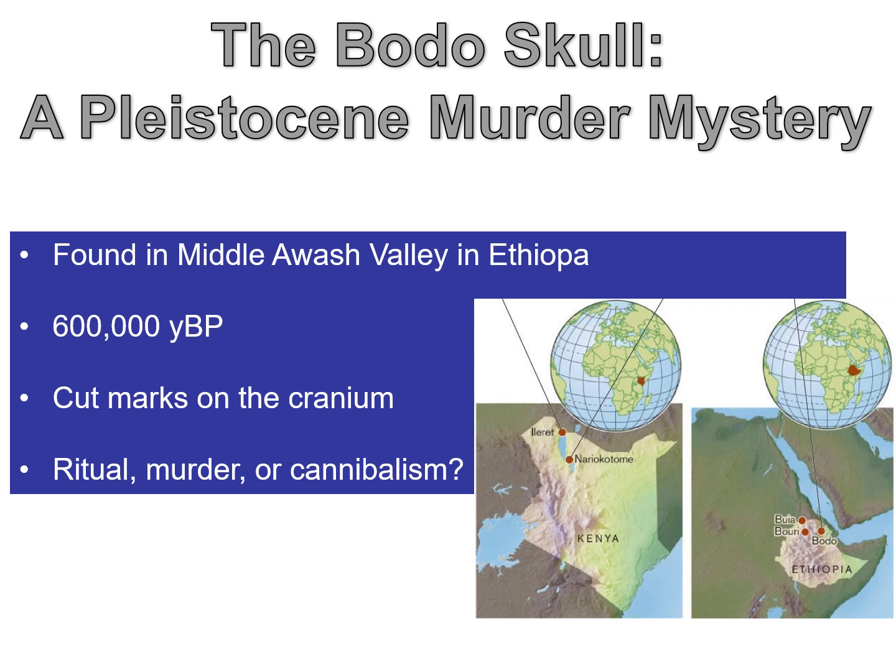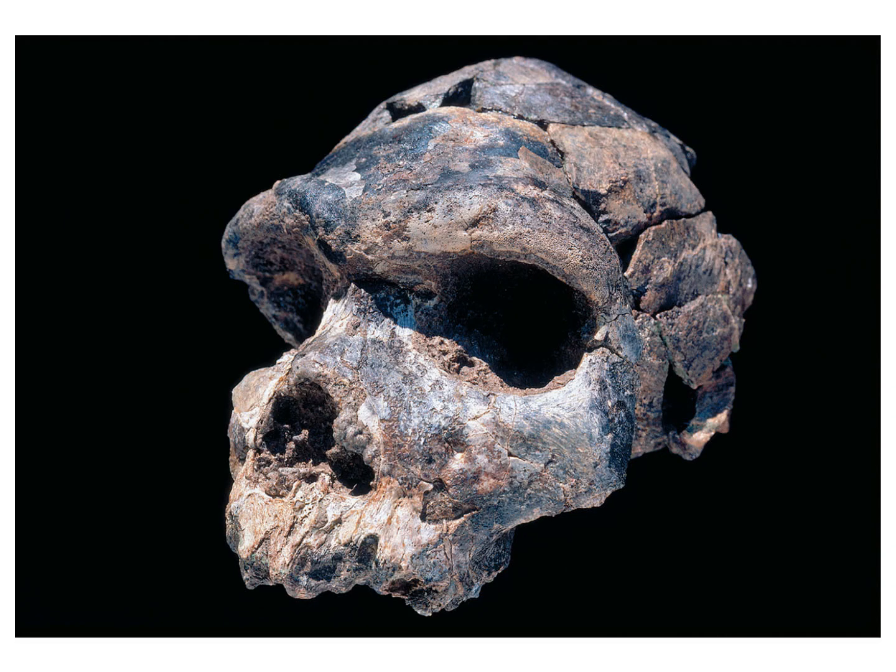And we see distinct cut marks on the cranium, right? The question that we really have is, well, were these cut marks made for some sort of burial ritual? Was it some form of murder, or was it cannibalism? So this is the original Bodo skull, and I want to draw your attention to this area here where you can see those striations going across the skull. Those are cut marks that are made from stone tools.